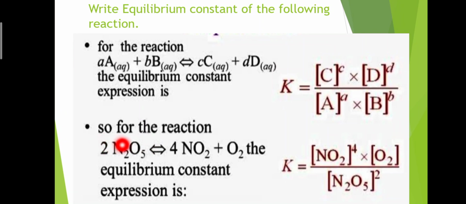So for the reaction N2O5 forming 4NO2 plus O2, its equilibrium constant is expressed as NO2 power 4 into O2 power 1 divided by N2O5, whose coefficient is 2, so it is raised to the power 2, because its coefficient is 2. It is the equilibrium constant expression of this reaction.